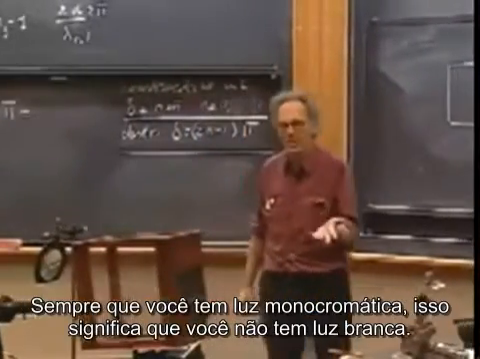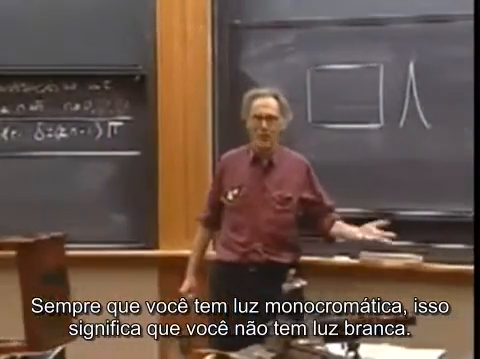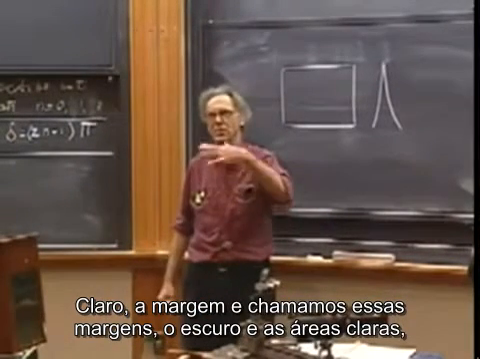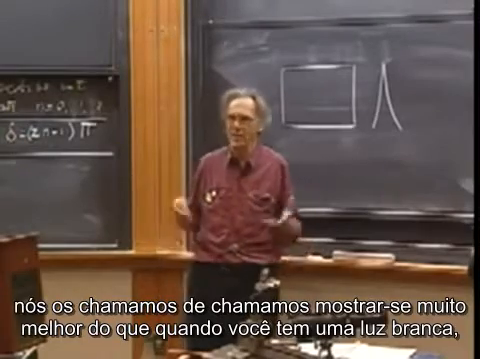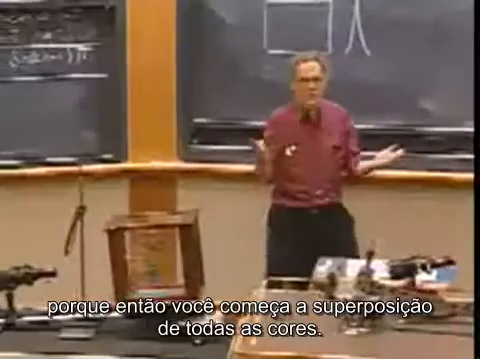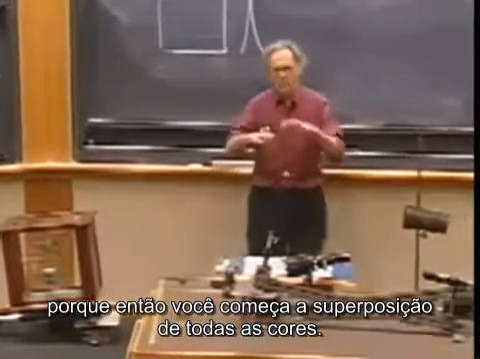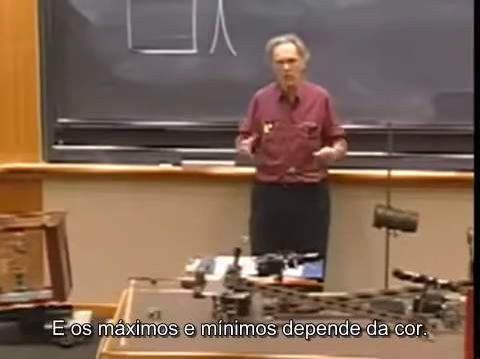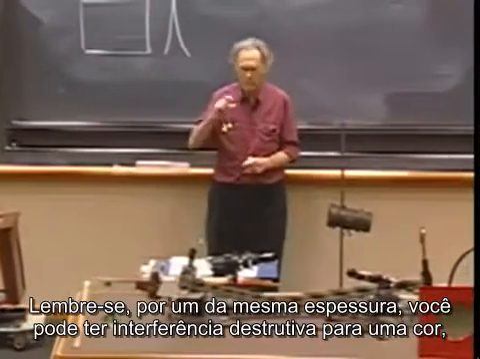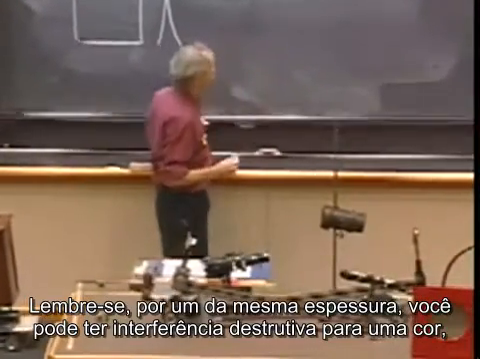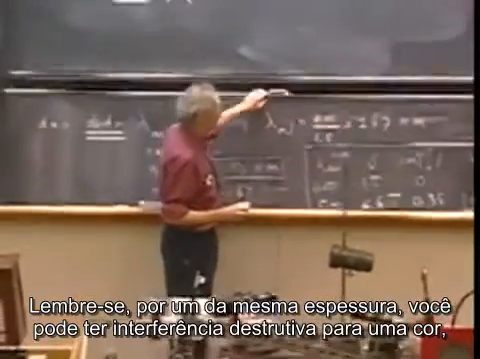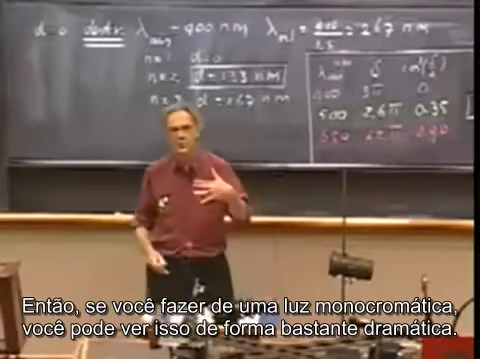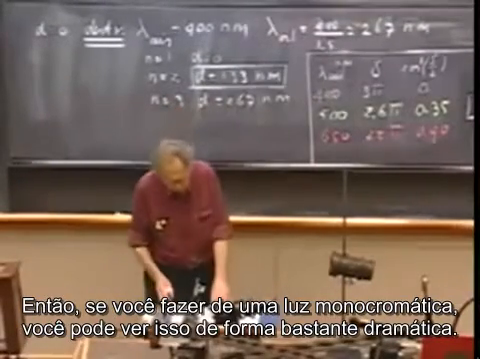Whenever you have monochromatic light, that means you don't have white light. Of course, the fringes, we call these fringes, the dark and the bright areas, show up so much better than when you have white light, because then you get the superposition of all the colors, and the maxima and the minima depend on the color. Remember, for one and the same thickness, you may have destructive interference for one color, but you have constructive interference for the other. So if you do it in monochromatic light, you can see this very dramatically.